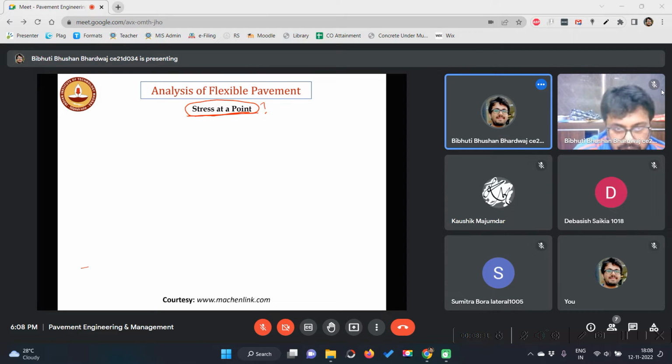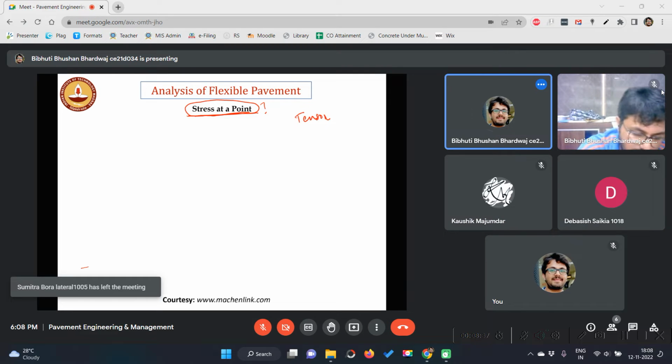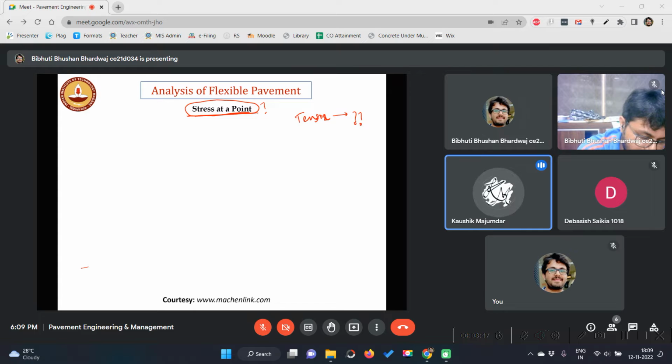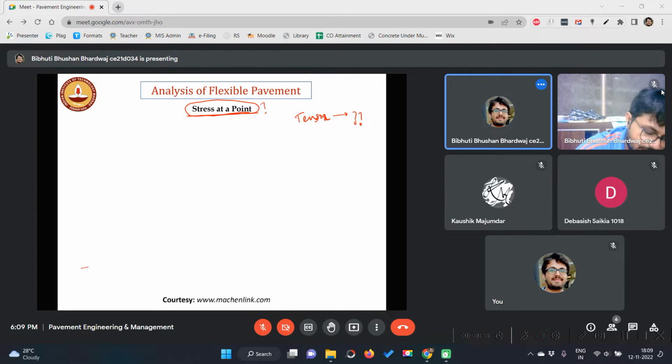Now, coming to the concept of stress at a point, have you ever heard of a term called tensor? Any idea what it is? It sometimes describes the relationship between vector objects. Okay. Anyway, that will be a whole different lecture. Quickly we will see how stress at a point is assumed, because this concept will be related to solving the other numericals.